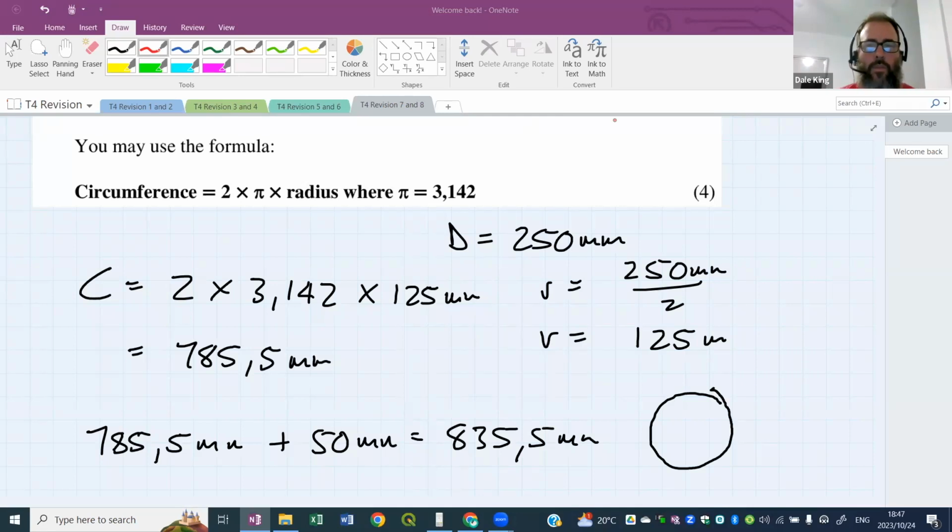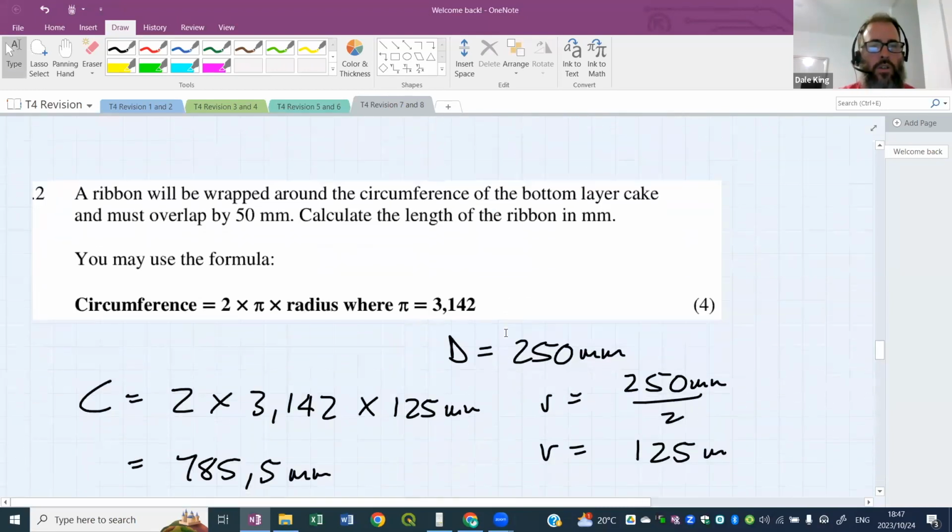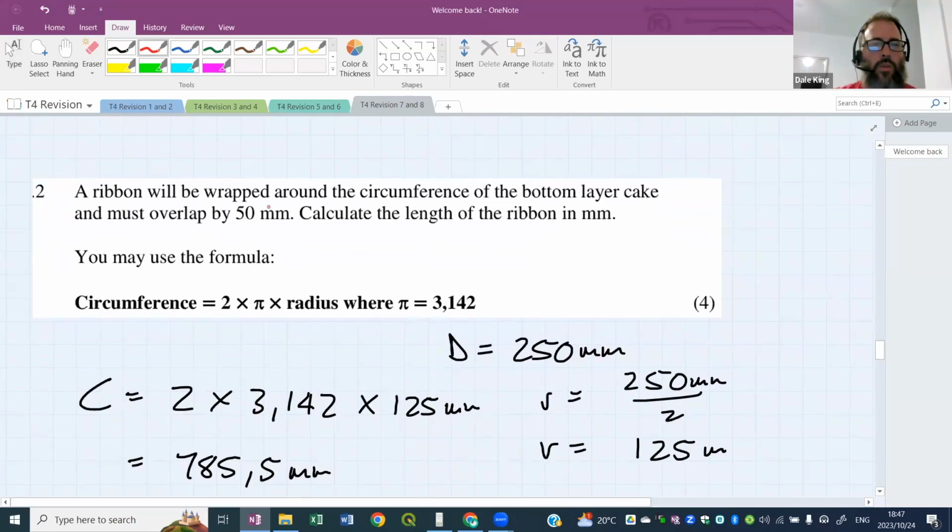Okay, sir, I'm getting frustrated here. They're saying, where did you get 50 from? All right, let me go up to the question. Okay, so the question says, a ribbon will be wrapped around the circumference of the bottom layer of the cake and must overlap by 50 millimeters.